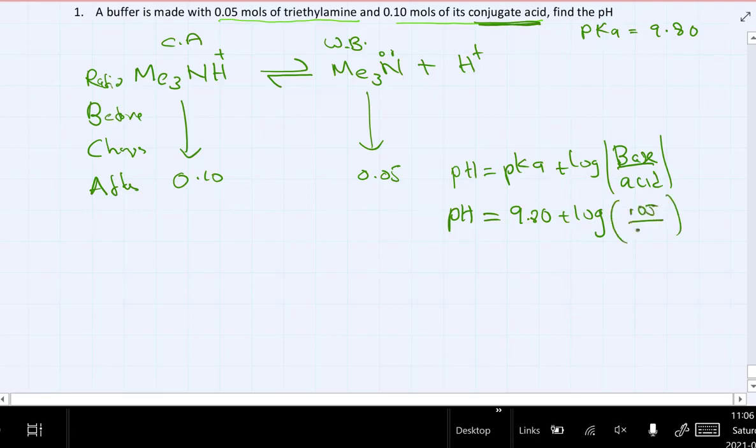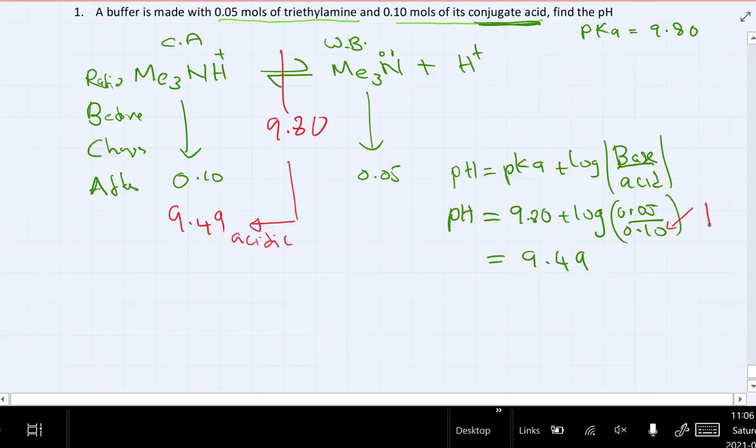The base is 0.05 and the acid is 0.10. We know where it's going already because the acid is larger, right? So solve within the bracket, take the log value, and get the final value of 9.49. Now the pKa is 9.8 when it is 1 to 1. We are sitting at 9.49.